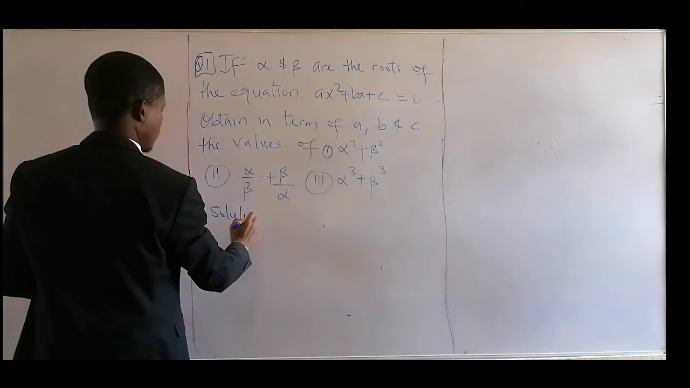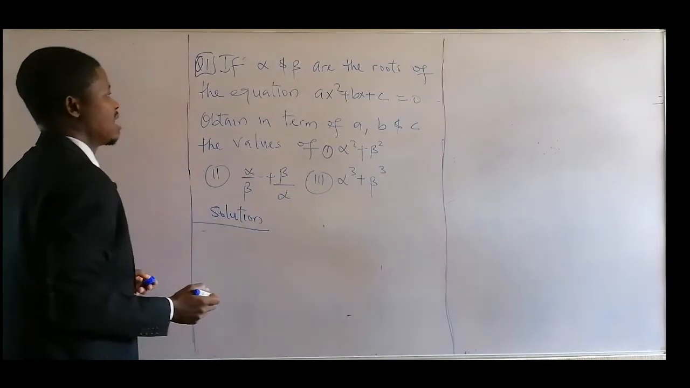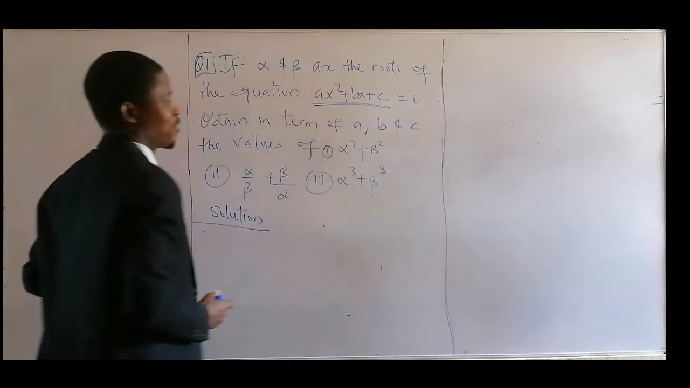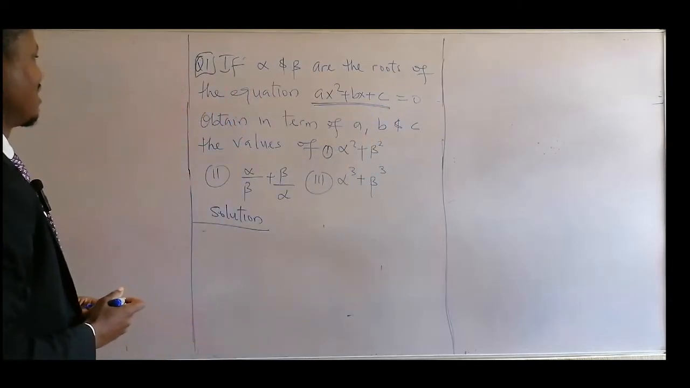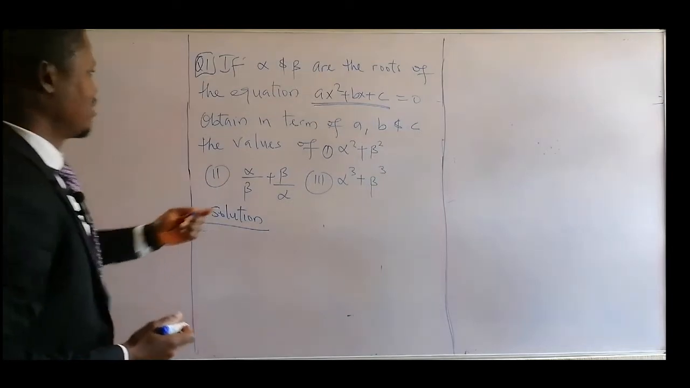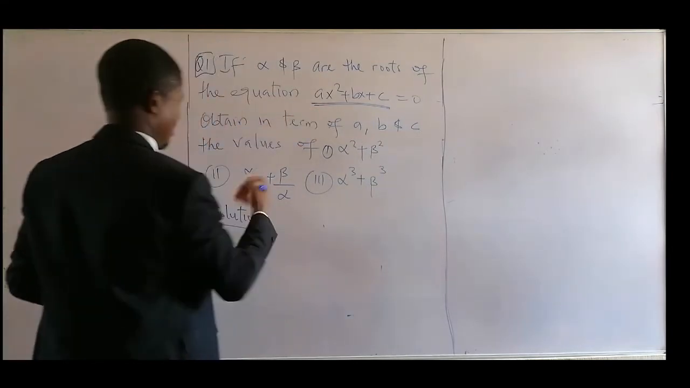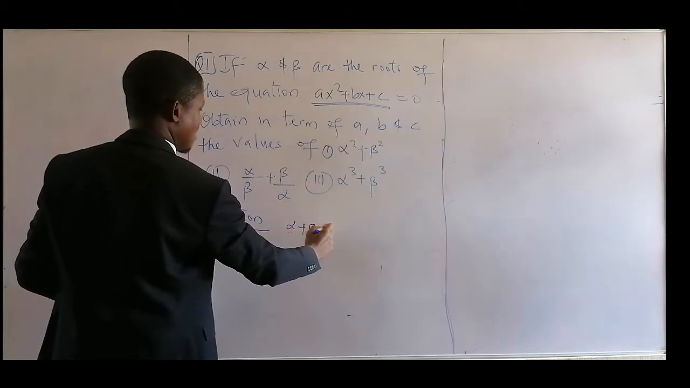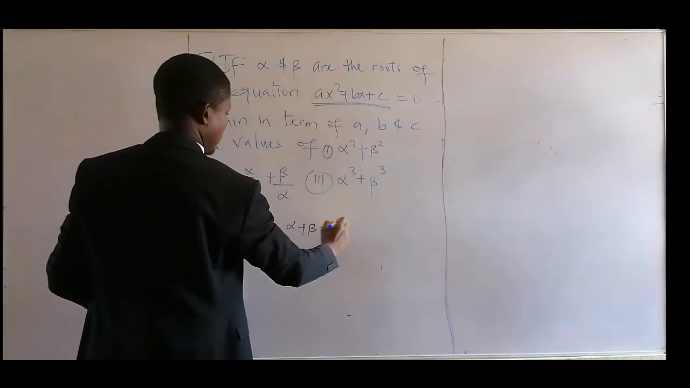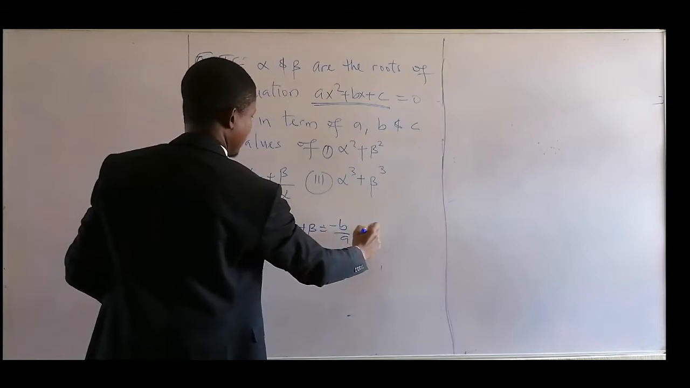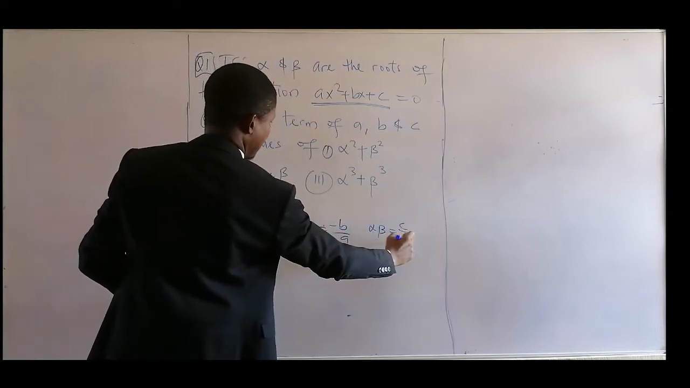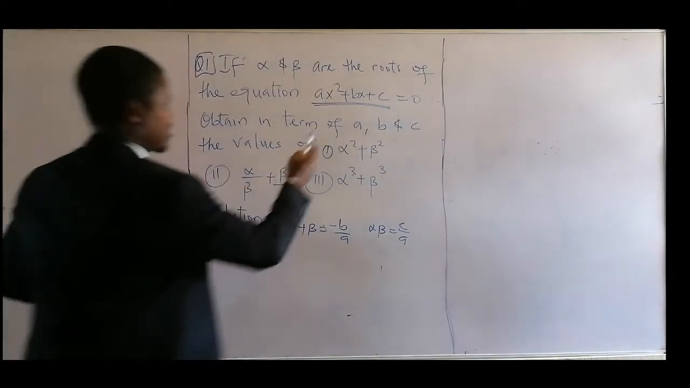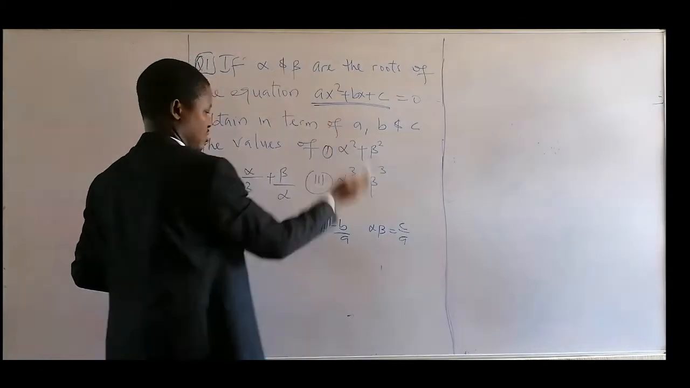Solution. In this case, we have a quadratic equation, which means it will be the normal formula that alpha plus beta will be equal to minus b over a, and alpha beta will be c over a. That's what we're going to use in that case, because these are not numbers.